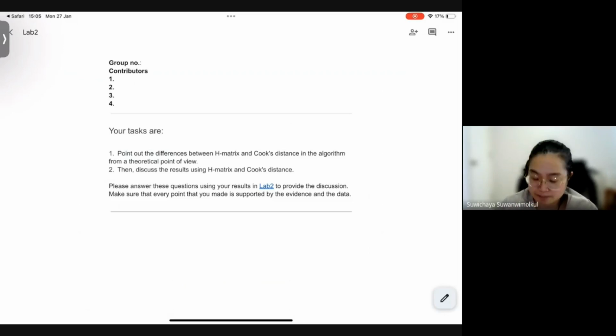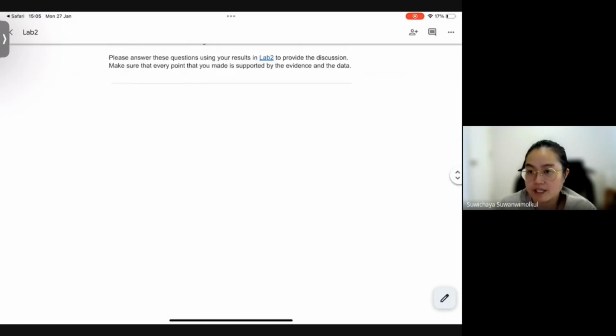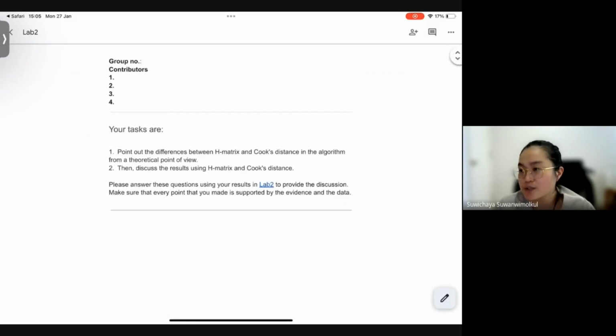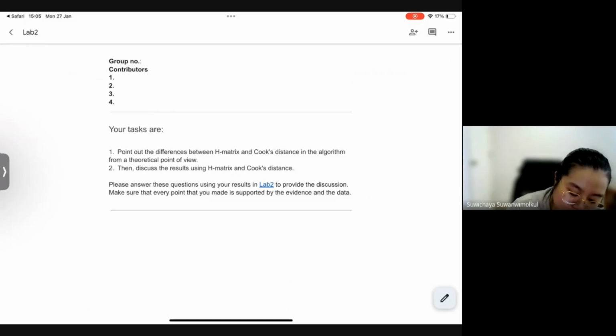In this space, you can type, analyze your results, discuss the results, and add a graph if you like. After you've run your code and get everything right, you can use that result to report in here. I prefer that you have the space to show what you think. Yeah, I think that's all.